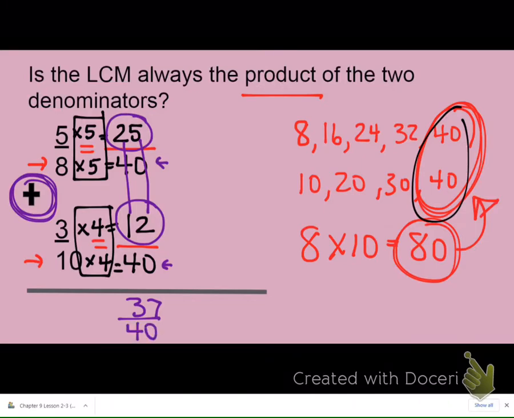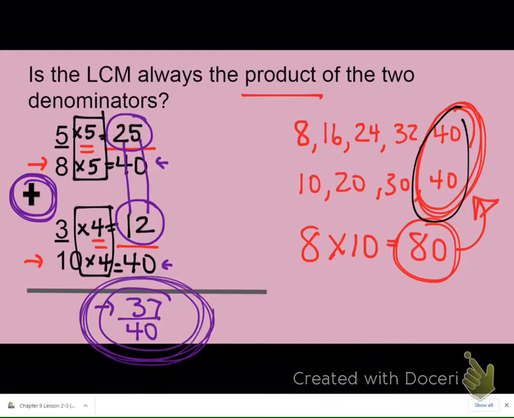About ran out of room there. 37 40ths. Can I simplify 37 40ths? Well, 37, I know, is a prime number. So, nope, there's nothing I can simplify. That is already in simplest terms. 37 40ths is going to be our answer.